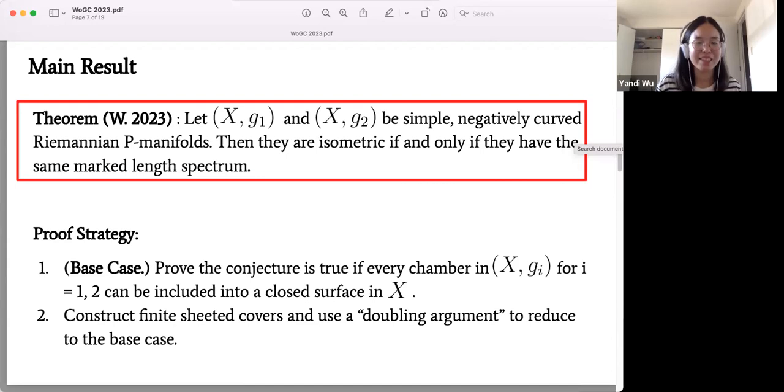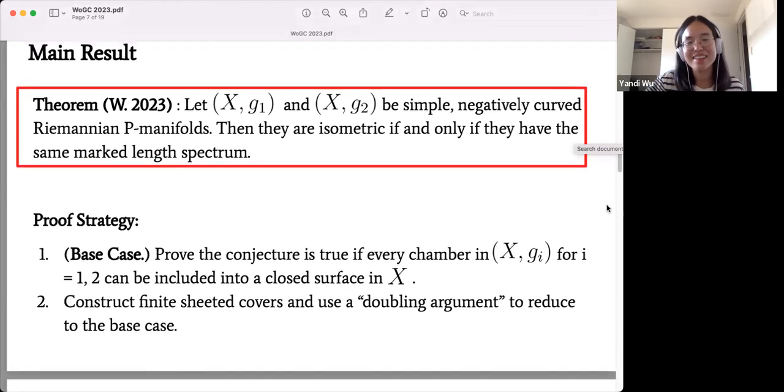And then the second step is more geometric group theoretic. It uses techniques that are common in GGT. So I construct finite Shia covers, and I also construct these doubles of P manifolds to reduce to the base case. I'll go over some specifics of that later on, but I just wanted to give you an idea of how this is done.